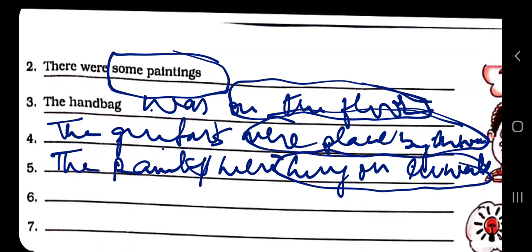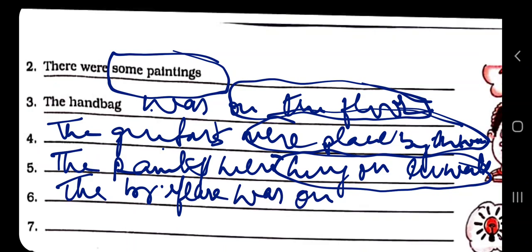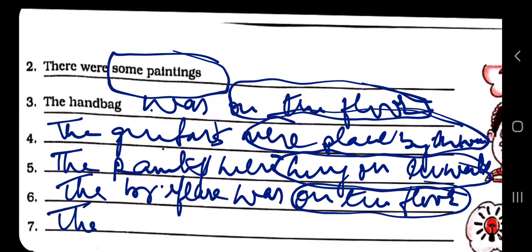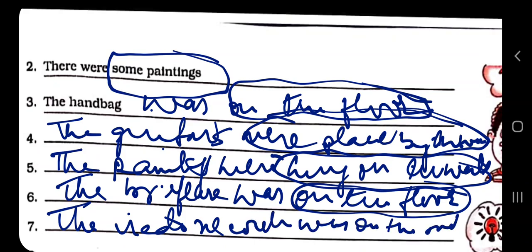Okay, now let's move to the briefcase. The briefcase was on the floor. Now see here, on the floor. Now let's move to the next part. The video recorder was on the trolley. So, on the trolley, underline or encircle, on the trolley.